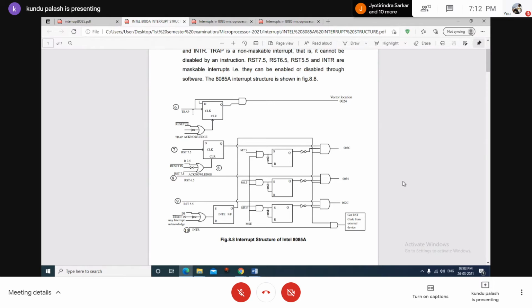And also, it is not required to enable or disable the interrupt system for the trap, as you see in the diagram. Trap is always enabled. What is the significance of that? It means we give the highest priority to the trap. That means under any situation, the 8085 will execute the ISR for the trap signal.